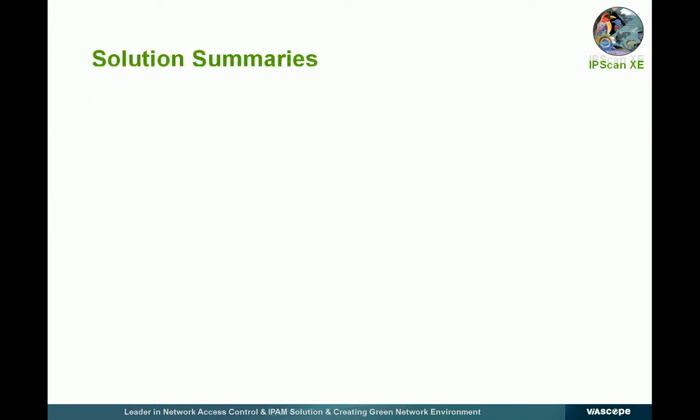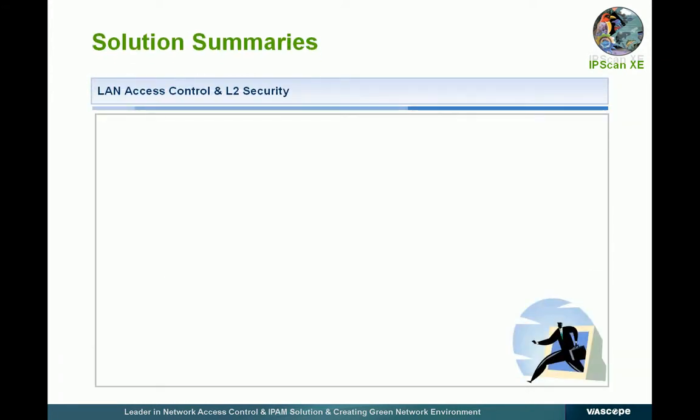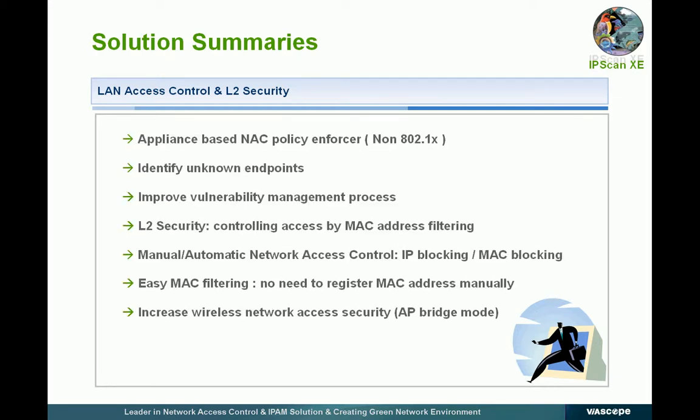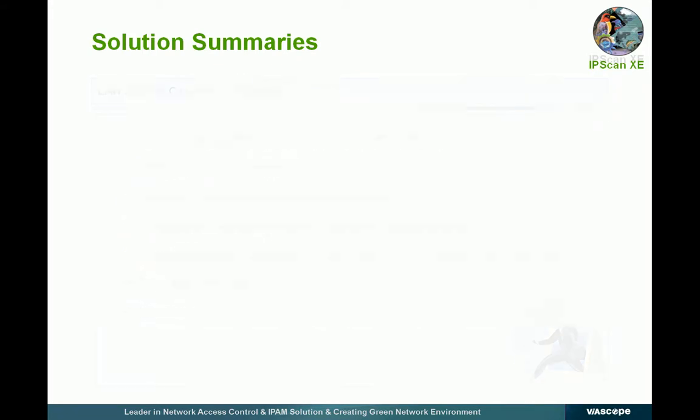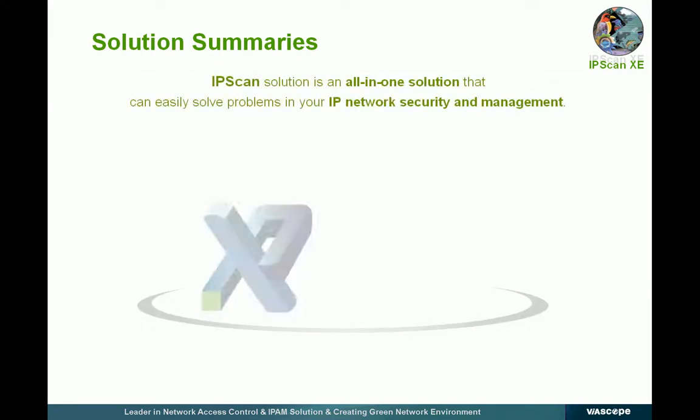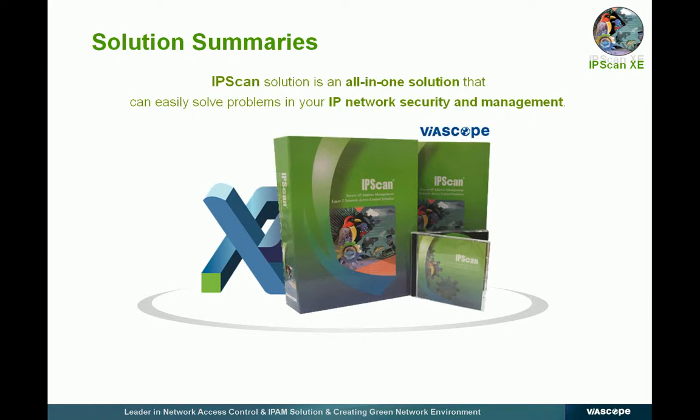You will probably realize now that IPscan is a perfect solution to meet the needs of various customers in various industries. IPscan is an appliance-based secure Layer 2 network access control solution that enables the admin to properly manage the endpoints without support of 802.1x. A complement to the conventional NAC that does not require installing the agent program. Depending on the network configuration, the admin can use the wireless LAN system to manage the network access. One thing that we can say clear is that IPscan solution is an all-in-one solution that can easily solve problems in your IP network security and management.